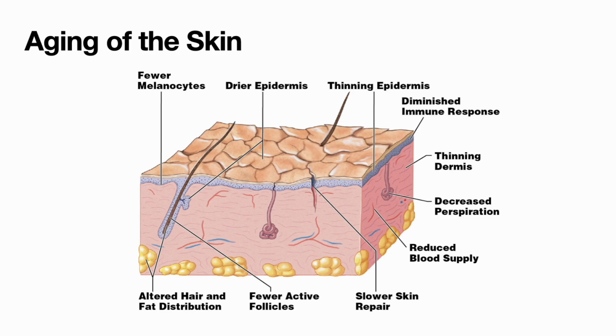We're going to see a thinning epidermis because basal cell activity declines. And that's also going to make the skin more prone to injury and potentially infections. And it may also reduce the production of vitamin D3, which I'll talk about. We're going to see a diminished immune response. The number of dendritic cells decreases.